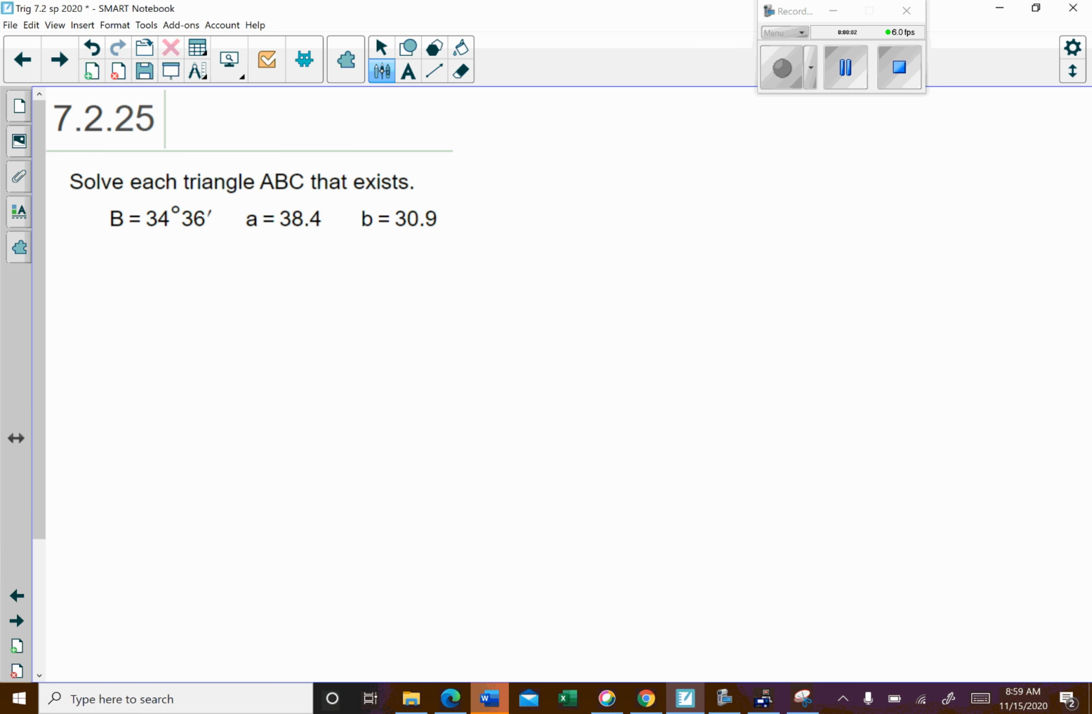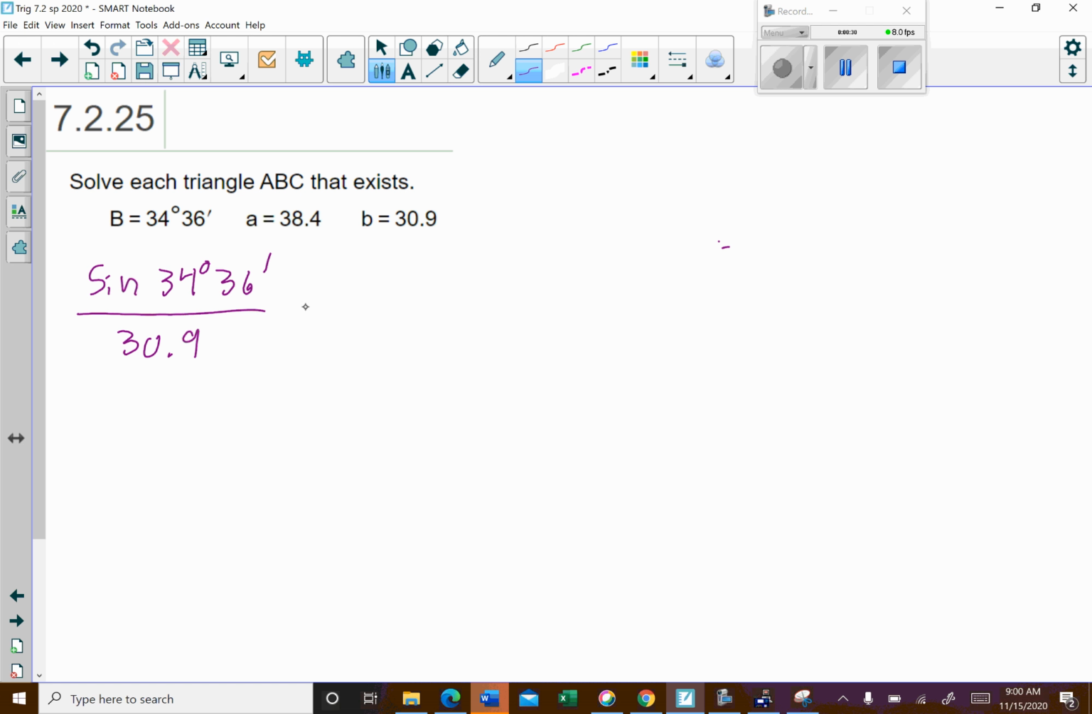All right, so let's go take a look at this. First thing we want to do is law of sines to figure out our angle A. So we'll go ahead and put sine of 34 degrees and 36 minutes over my length of B, which is going to be 30.9. And then that'll be equal to sine of our unknown angle A, and we'll divide that by 38.4.